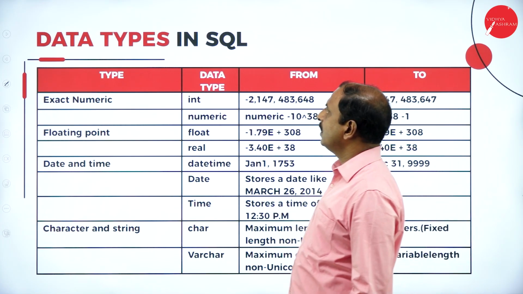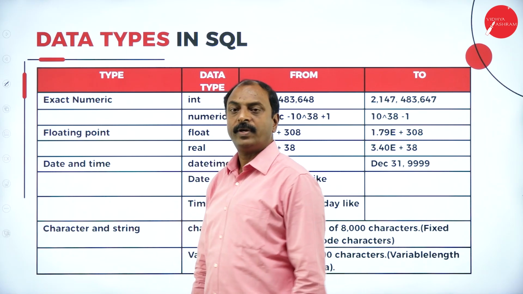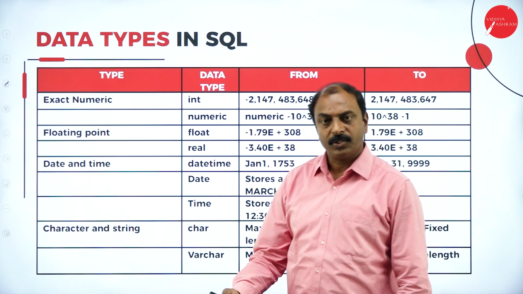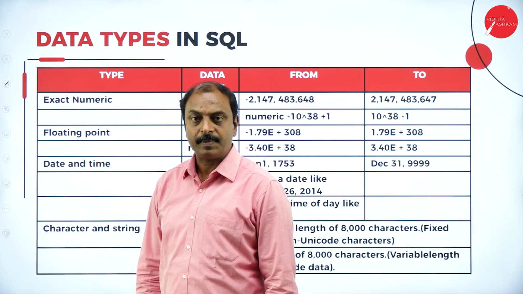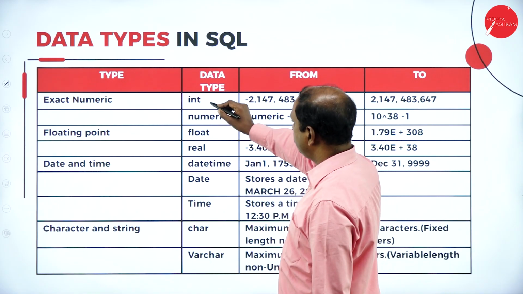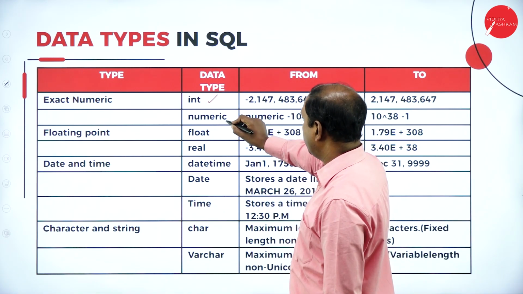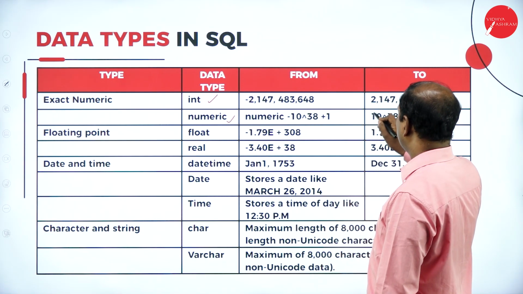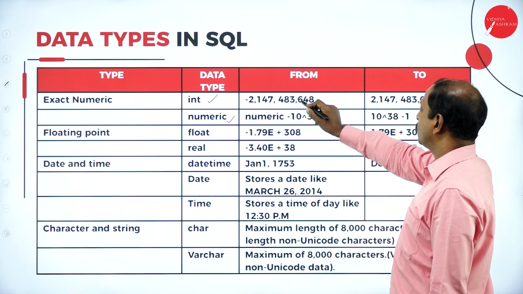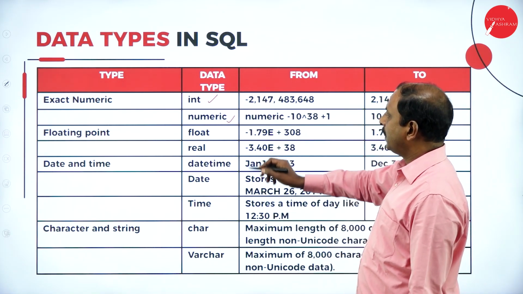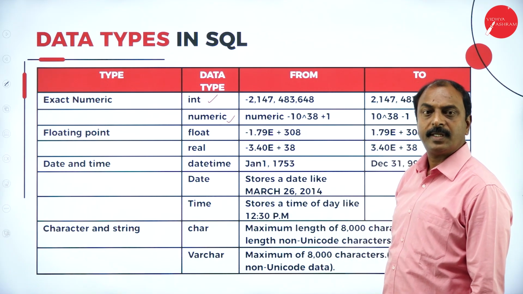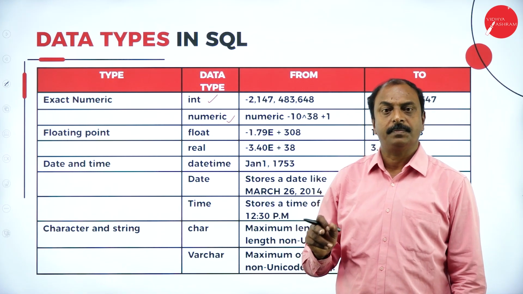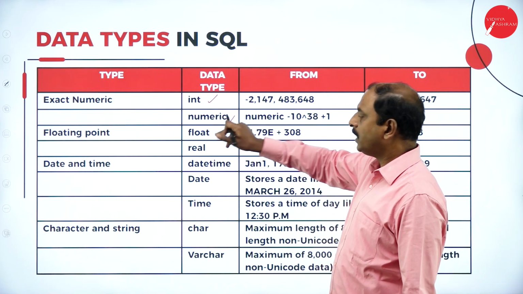Now in the next slide, we talk about data types. As we have seen data types in other languages like C and C++, here also we have different data types in SQL. The first ones are int and numeric. These store whole numbers, either negative or positive. This is the range of the int data type. Similarly, we use number or numeric to store whole numbers, either negative or positive.